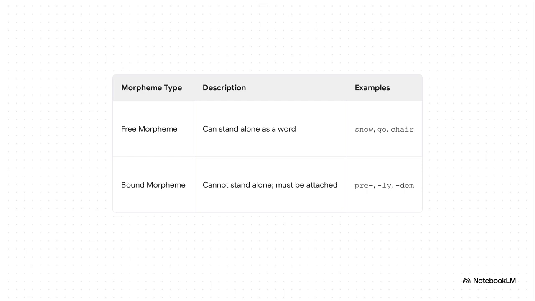And these morphemes, they basically come in two flavors. First, you've got free morphemes. These are the cool, independent ones that can be words all by themselves, like snow or go or chair. Then you've got bound morphemes. These are the clingy ones. Think of prefixes like pre or suffixes like ly. They have to be attached to something else to work. They can't just stand alone.